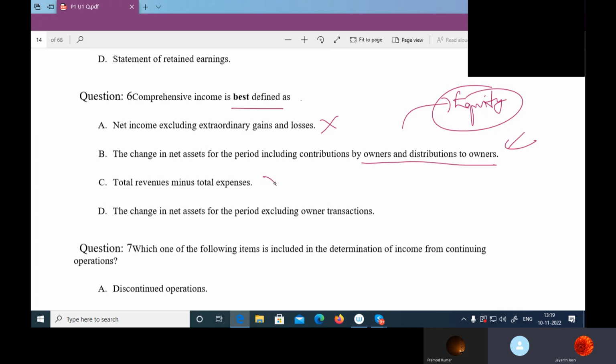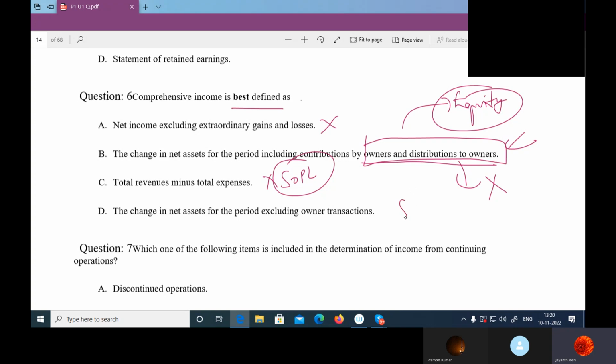Total revenue minus expenses is SOPL, the statement of profit or loss. OCI has nothing to do with this. And the change in net assets for the period excluding owner transactions. Of course, you don't take owners' transactions in this, like raising extra share capital or additional share capital, etc. But you have some assets with you, correct?